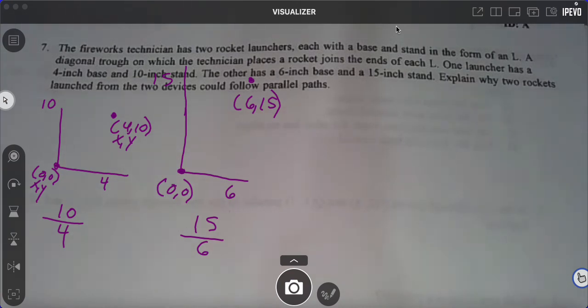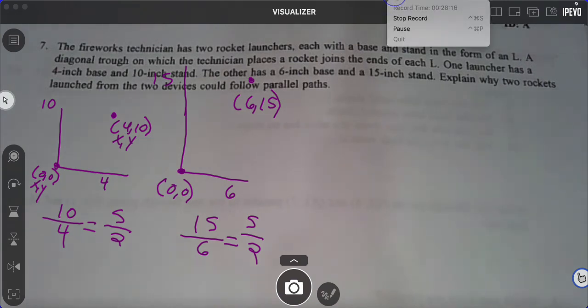If the two numbers can be the same, then the whole number is the same. 10 over 4 reduces to 5 halves. 15 over 6 also reduces to 5 halves. Are they the same? I would just have to do that on a calculator, and you would say yes, they're the same. So yes, the paths that the rockets are going to go are going to be parallel.